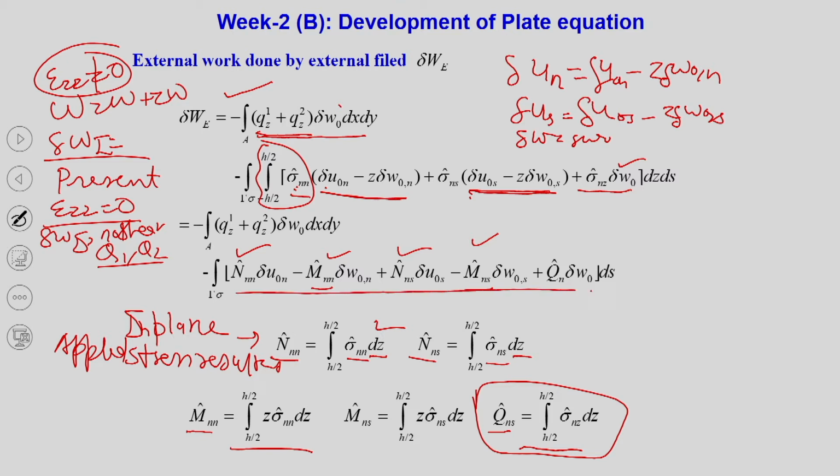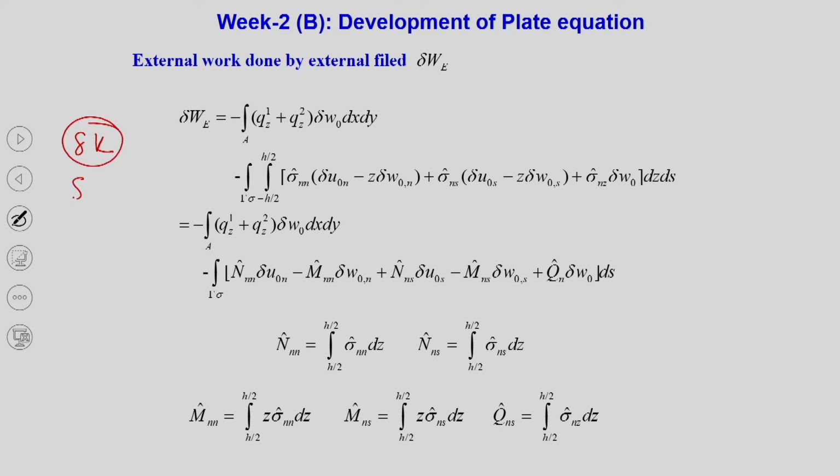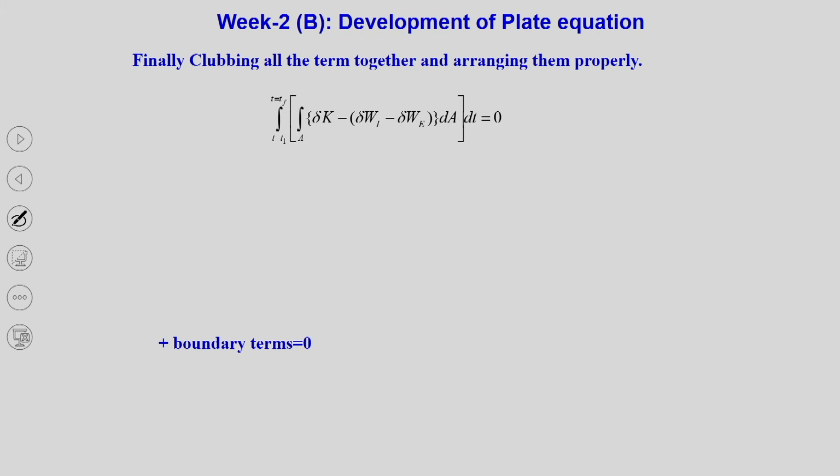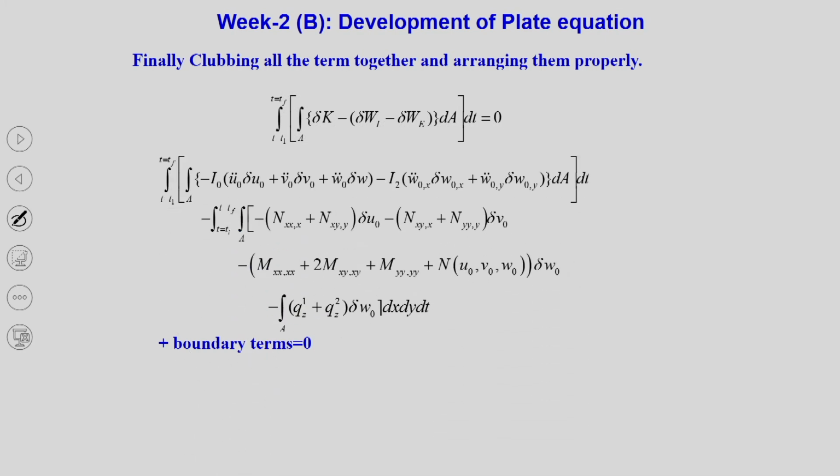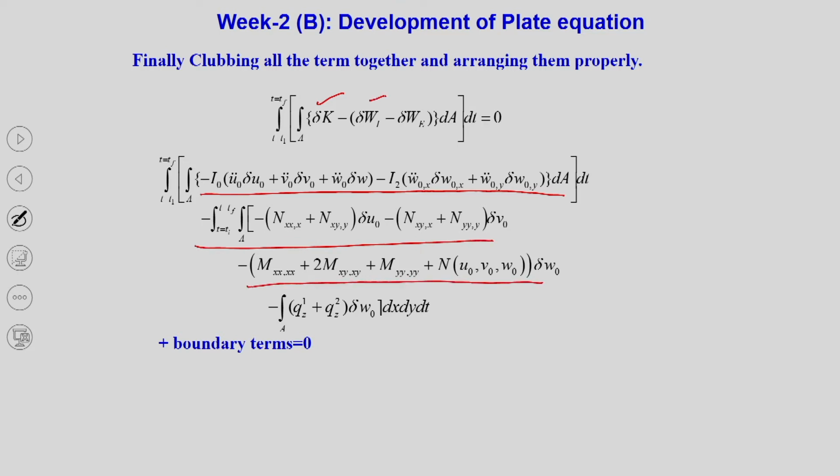So, now this is our modified one. You see, this is on the boundaries, this is on the area. So, till now we have obtained del k, we have known del wi and we know del we. So, all the terms we have calculated. Now, we are going to put them back into the Hamilton principle. This is the Hamilton principle. Substitute all the terms. So, this is the contribution due to del k. First, I will concentrate on the terms which are on the area. Then, this is the contribution due to the internal work done, and this is the contribution due to the external work done. So, these terms will remain on the area.